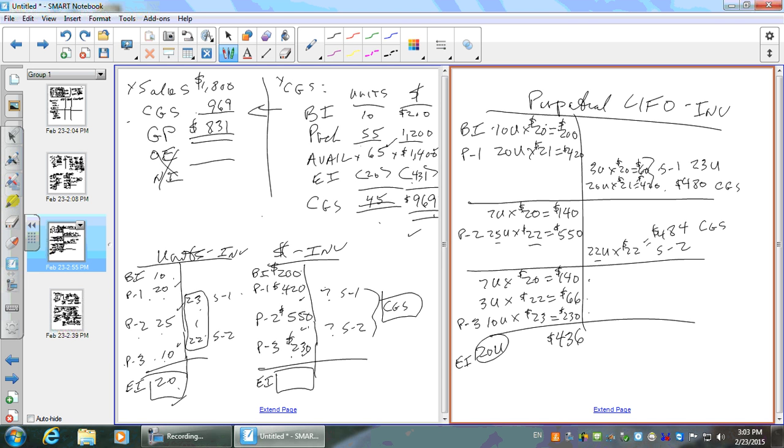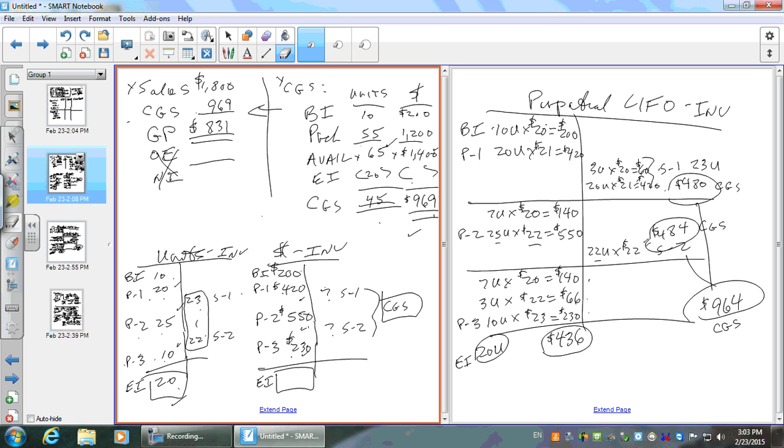140 plus 66 plus 230, is that right? Yep. Okay, so this ending inventory is 436. What's total cost of goods sold? How about 480 and 484? What is it, 964? Let's see if this worked out. Plug it in over here.